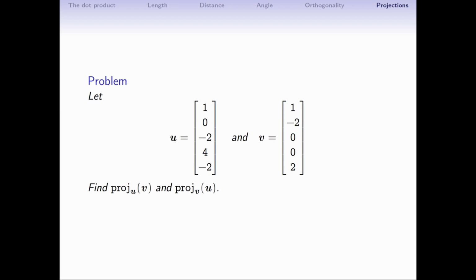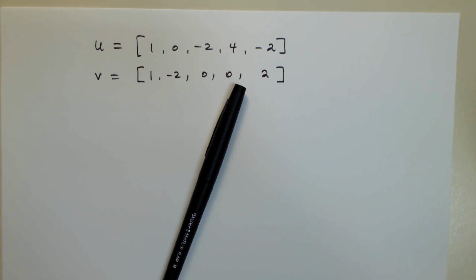Now what I want to do, and this will be our last calculation, is take a look at a problem where we take a couple of vectors in R5. So I've got vectors u and v laid out here for you in R5. And I want to find the projection of v onto u, and then I want to find the projection of u onto v. So let's go to the document camera and carry out these calculations and compute some projections.